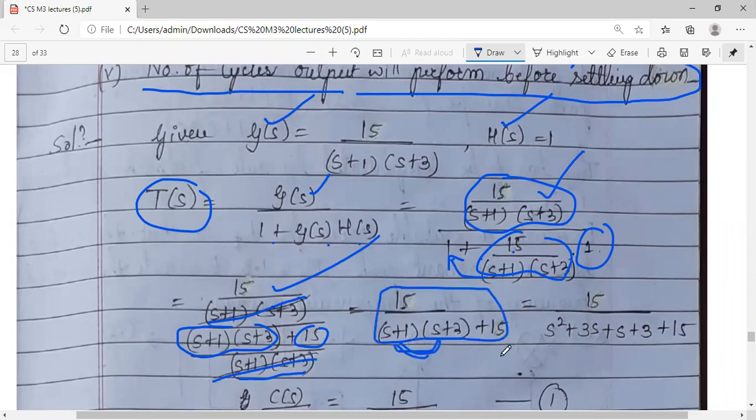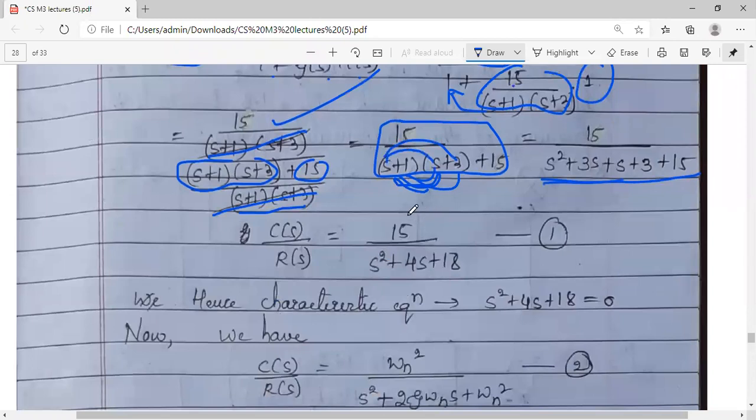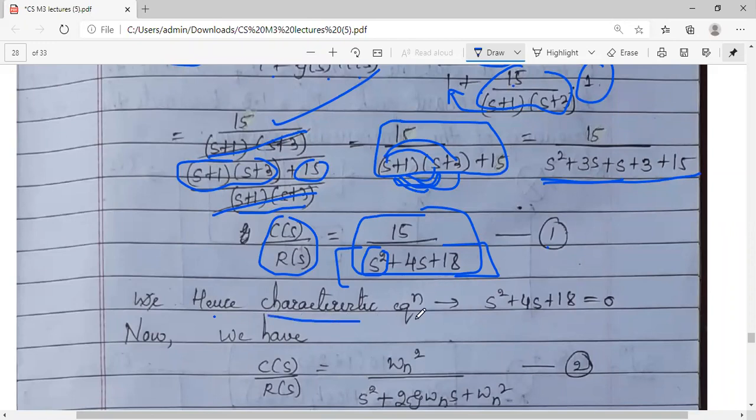Further, if you multiply these two brackets, you will get s square, 3s, 1s, and 1 into 3, plus 15. If you simplify this further, you will get this as the equation. This is your transfer function, that is C by R for a feedback system. You can observe it is a second order system. Since there is s square, the highest power of s will determine the order of the system. It is a second order system. So what is the characteristic equation? The polynomial in the denominator will indicate the characteristic polynomial or the equation. So the first question we have answered.